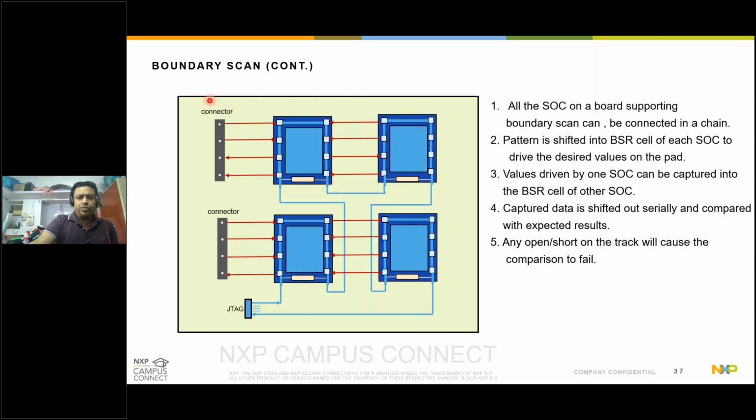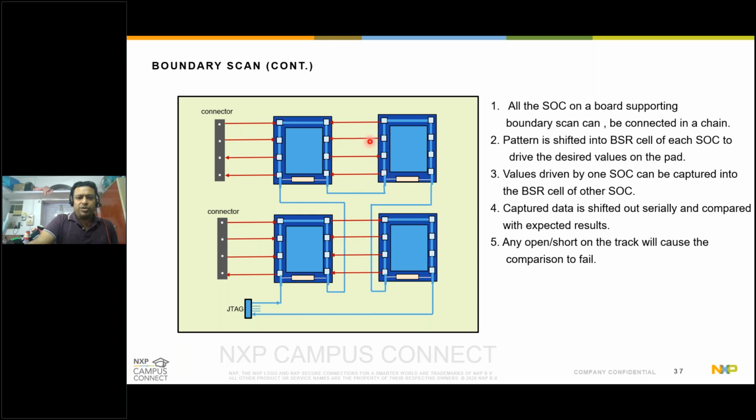So this is a view of multiple SoCs connected on a board, a development board you can say. When you want to do boundary scan testing for all these chips, you will connect all your SoCs in a serial fashion through the boundary scan cells. All these chips can be connected serially, and then through a JTAG controller, you will shift in a desired pattern into all the SoCs.